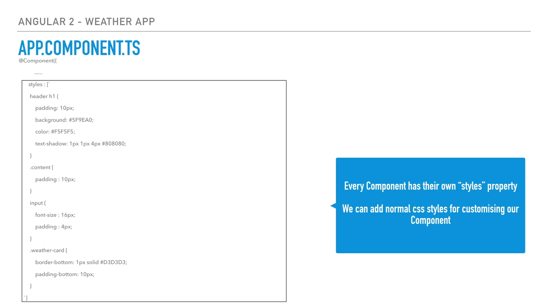So as you can see here, we have header h1. This is a styling for the header from the template. Then we have the content. We put padding of 10 pixels. Then we have the input. And finally, we have the weather card. Okay.